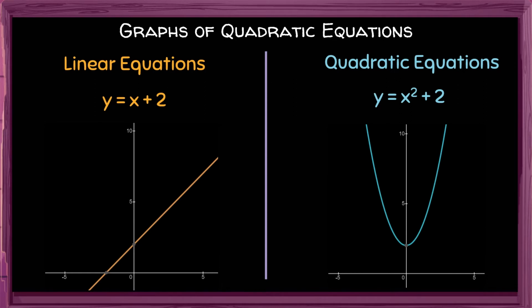We call this curvy U-shape a parabola. Parabolas are the trademark shape of quadratic equations. The reason quadratic equations make this shape is because of the x squared we've been talking about. Quadratic equations always have an x squared in them. And what happens when you square a number?